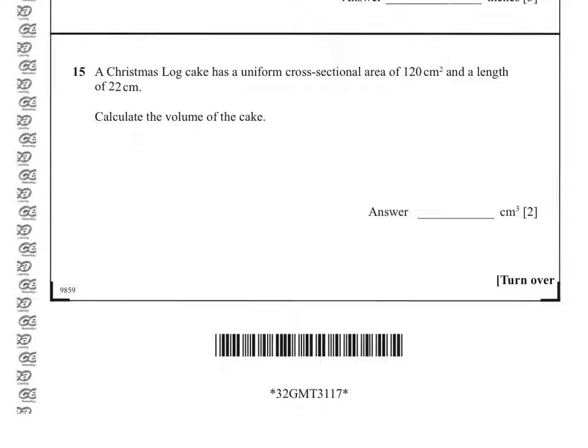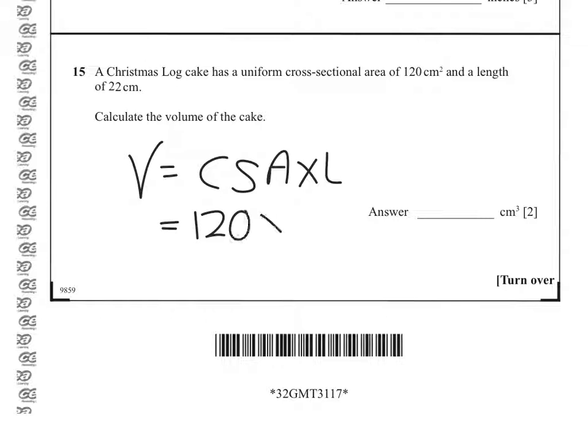Volume of a prism is cross-sectional area times length, so that's 120 times 22, and 120 times 22 is 2640.